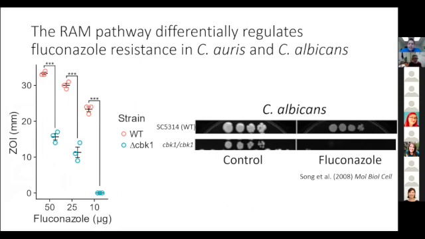Now, why did I say that this surprised us? Well, there is a report looking at the RAM pathway and antifungal resistance in Candida albicans. Only the difference here is quite stark. What we see in the CBK1 mutant for Candida albicans is quite opposite. In fact, we see a hypersensitivity to fluconazole compared to the wild type, compared to in Candida auris, where we saw a reduction in susceptibility to fluconazole. So we're very excited about the possibility of network rewiring of a major signaling pathway in this organism, and are really beginning to move forward to investigate the possibility of divergent evolution between these two organisms here.